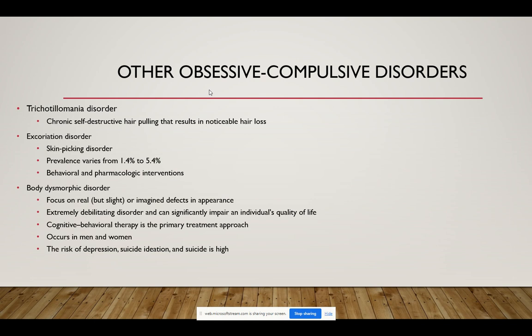There are some other obsessive compulsive disorders that your book talks about. I'm not sure you want me to try to pronounce that first one. Trichotillomania. I think that was pretty good, honestly. This is self-destructive hair pulling disorder. Excoriation disorder, so skin picking. Sometimes we see this in meth addicts. Body dysmorphic disorder. Really, what I put on this slide is what is in the book. There's not a lot in the book about these disorders.